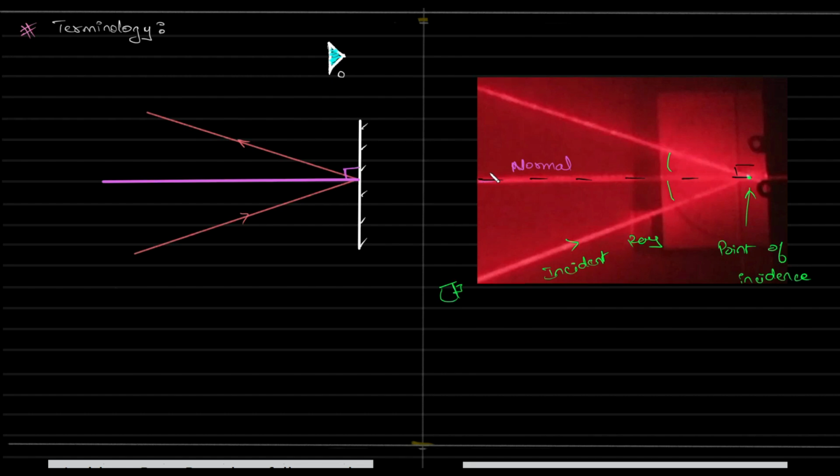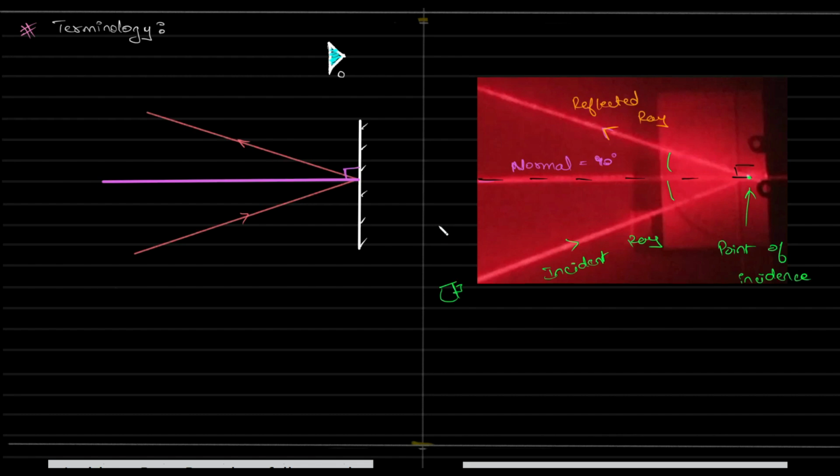In math, if you use the word normal, it means it's equal to 90 degrees. Okay, so these two are normal. That is, this line and the surface are normal to each other. That is, they make an angle of 90 degrees. And the light bounces off in this particular direction. This is known as the reflected ray.